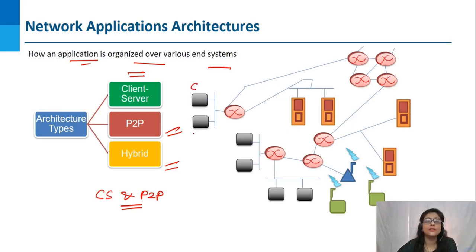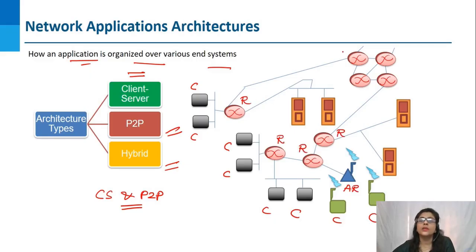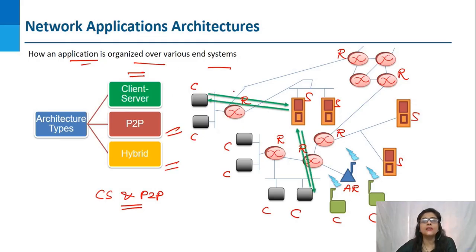We have the clients here. So these are all the clients. This is also a client. This is the laptop. This is the access router. These are all the wired routers. And these are the various servers. For a client-server application, the client makes a request to the server and the server gives the response to the client. Similarly, from this side, from this server to this client.